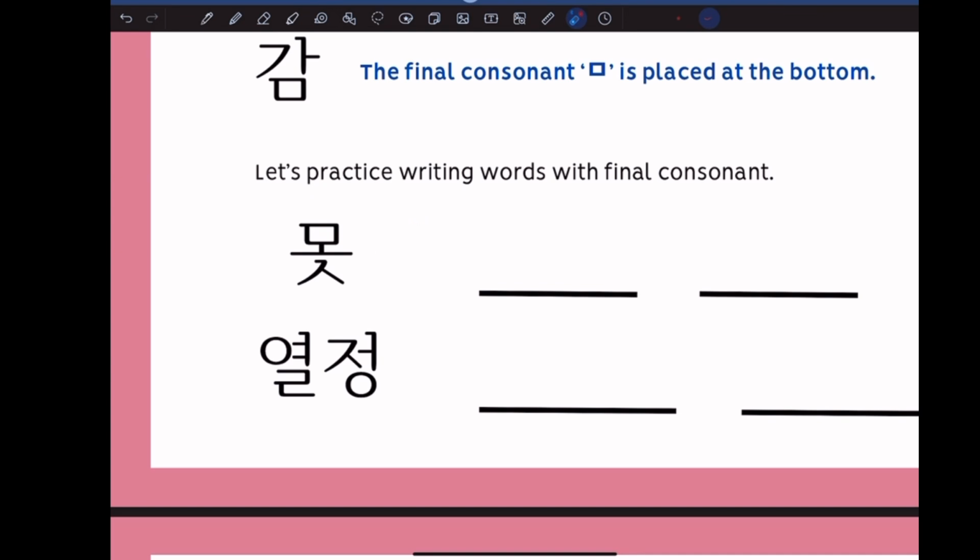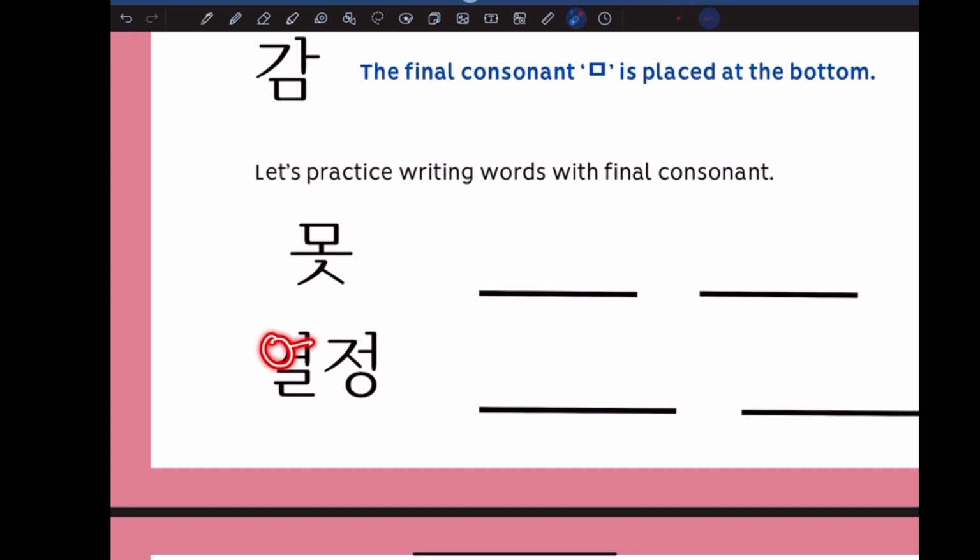So practice writing these words down with the final consonants down below. And we're going to be discussing the final consonant sounds and how they change in later lessons. So the second word will be 열정. 열정 in English means passion.